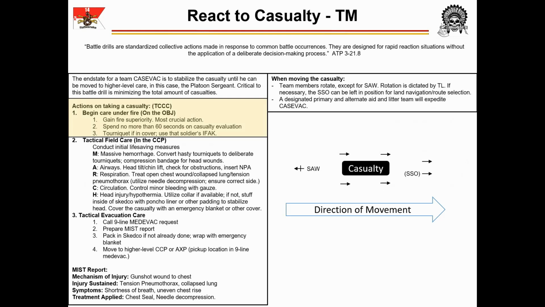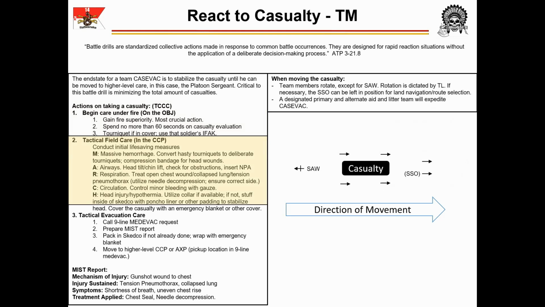The end state of care under fire is that the team has gained fire superiority and applied a hasty tourniquet to the injured soldier. The injured soldier should be treated with his own IFAK behind cover. The next phase is tactical field care. Once the casualty has been moved off the objective and to the Team CCP, use the acronym MARCH to guide your actions.